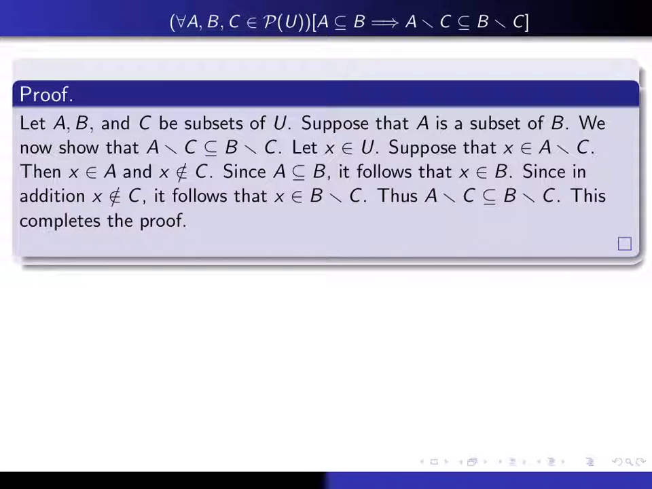The big mistake that students were making was when they got to this point here, they said let x be in A. There's no reason to do that. You're not trying to prove that A is a subset of B. You already know it. You're already assuming it. This is the key step here.